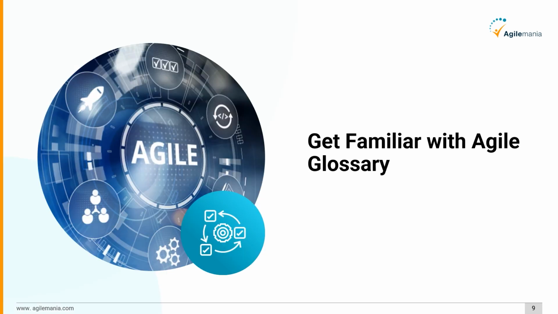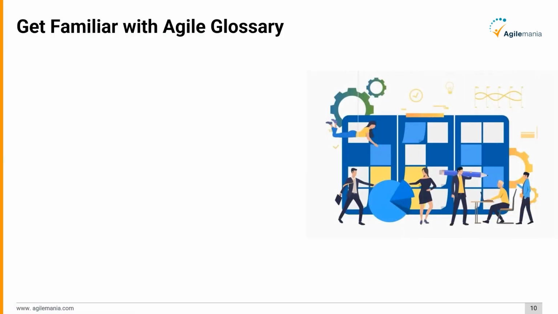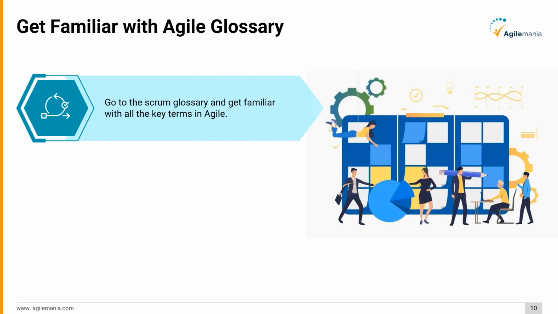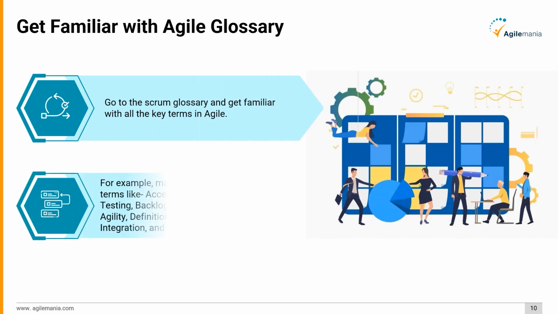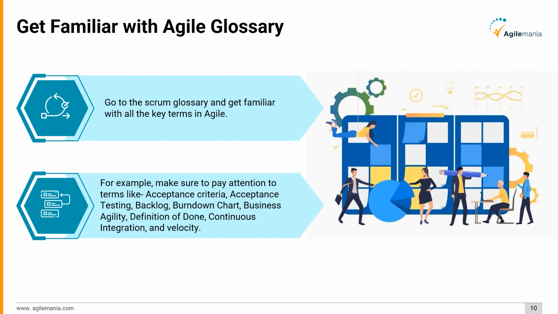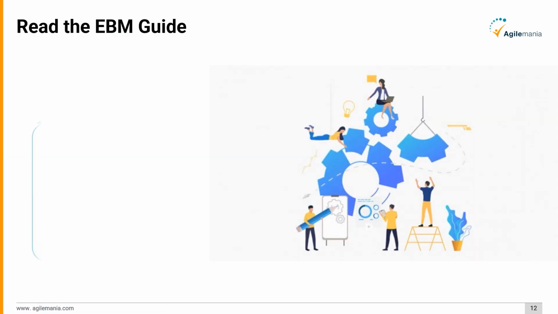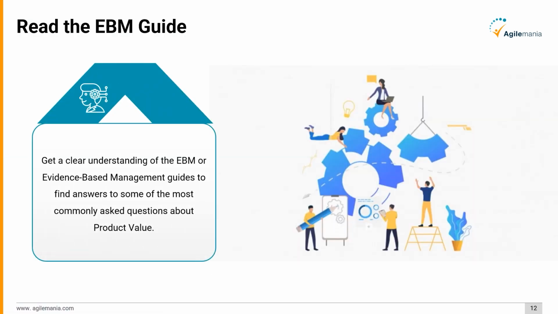2. Get familiar with Agile Glossary. Go to the Scrum Glossary and get familiar with all the key terms in Agile. For example, make sure to pay attention to terms like acceptance criteria, acceptance testing, backlog, burn-down chart, business agility, definition of done, continuous integration, and velocity. 3. Read the EBM guide. Get a clear understanding of the EBM or evidence-based management guides to find answers to some of the most commonly asked questions about product value.